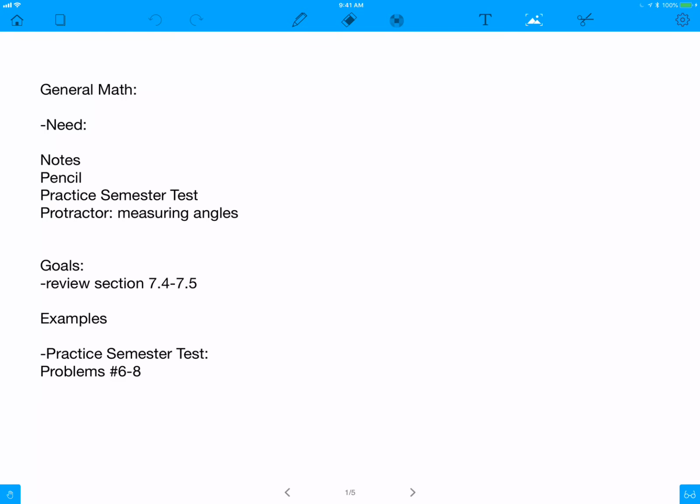But that's pretty much about it. You'll get a protractor and you get a ruler. Those are the only things you'll need. But today, we're going to go through a couple problems, then we'll get to our practice semester test. All right, let's hop right in. So let's take out your notes first.